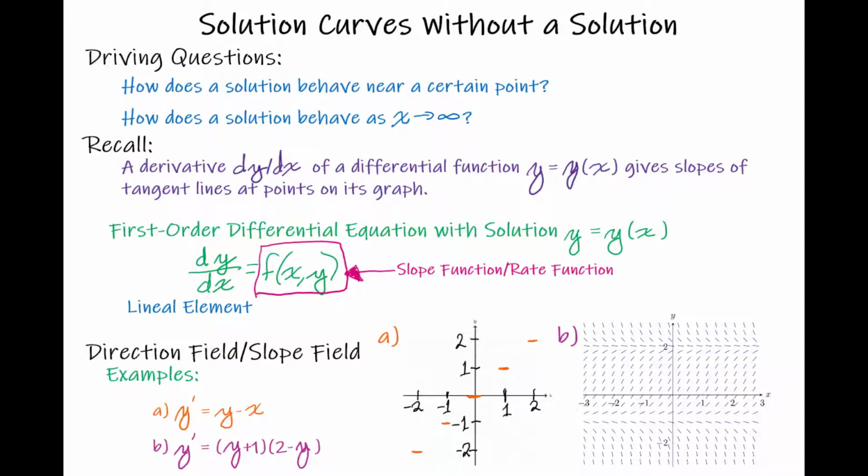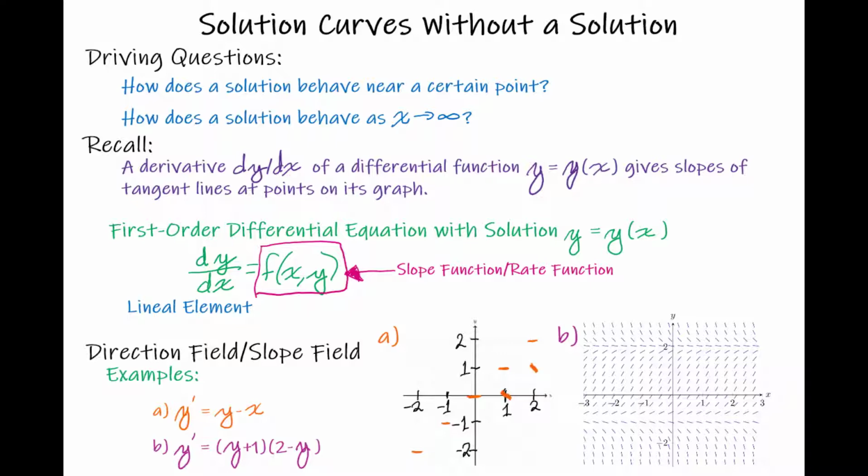So let's look at the point (1, 0). That is 1 for x and 0 for y. If I plug in 0 for y and 1 for x, then I get 0 minus 1, or a slope of negative 1. So I sketch a little line segment that has a slope of negative 1 at that point, (1, 0). Then I'm going to look at the point (2, 1). So x is 2, y is 1. So I'll get 1 minus 2, or negative 1, at the point (2, 1) as well.